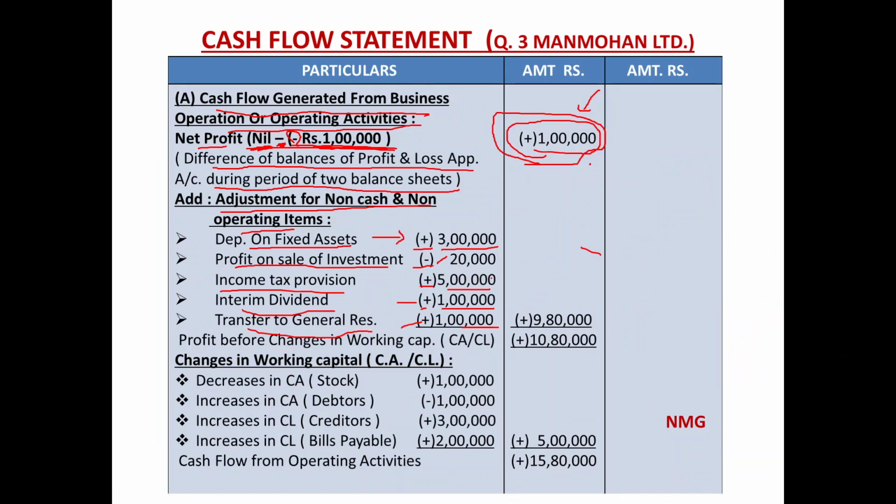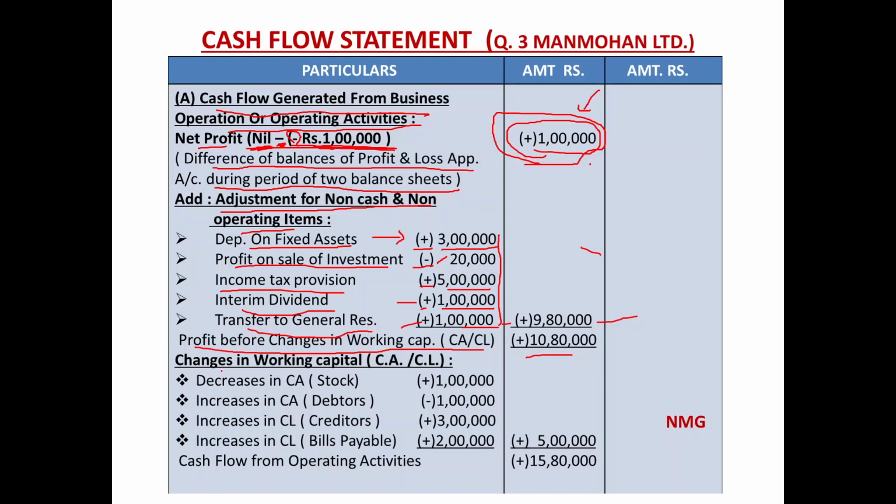Items 1, 2, 3, 4 and 5 that we reported, we adjusted under the first title either as non-cash or non-operating, the total of which is plus 9,80,000. Add it to the profit of the year, that gives cash profit before changes in working capital, or before changes in current assets and current liabilities, 10,80,000. So we got cash profit from business operation.